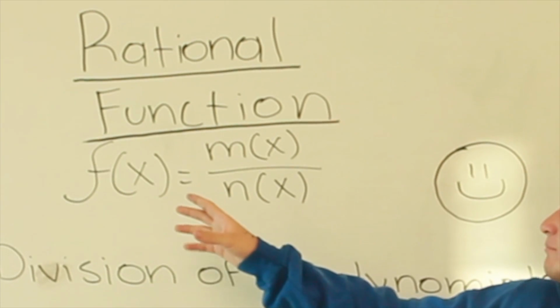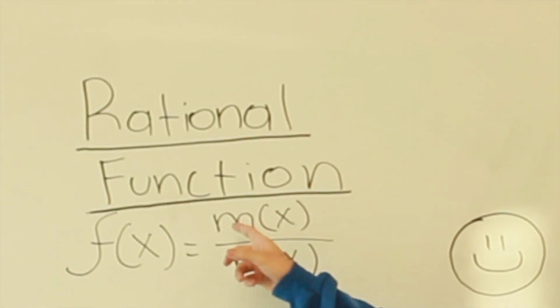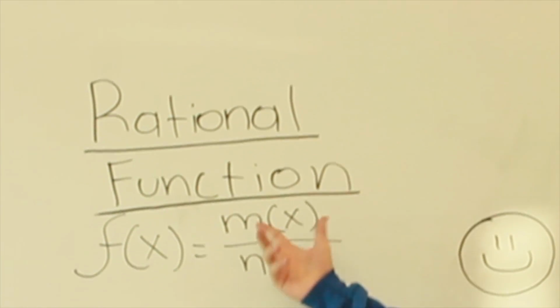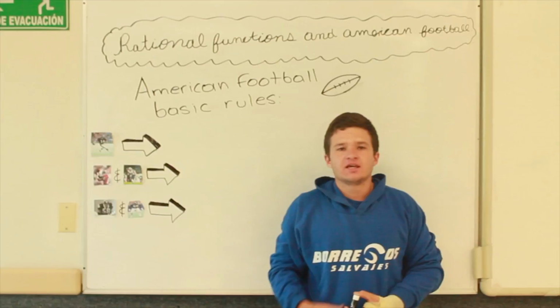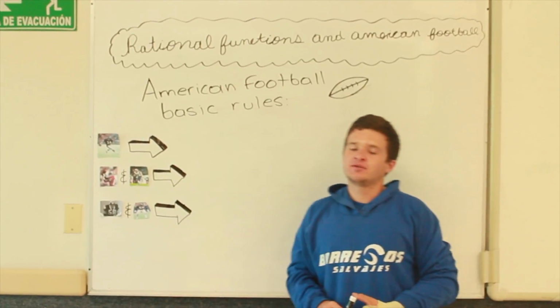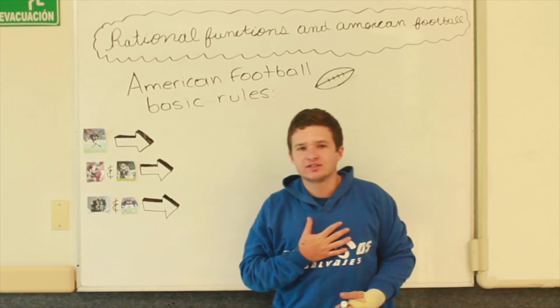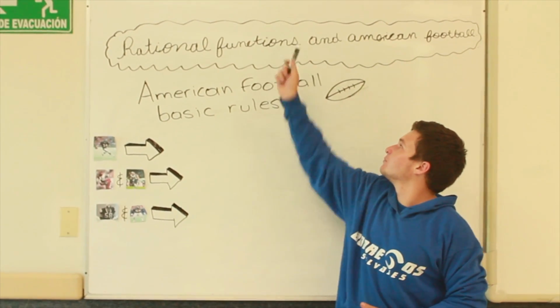American football. First of all, it's important for us to know what rational functions are. A rational function basically is the division of two polynomials. Like this, we have m of x over n of x. As I told you in the beginning of the video, I'm trying to explain rational functions with American football.